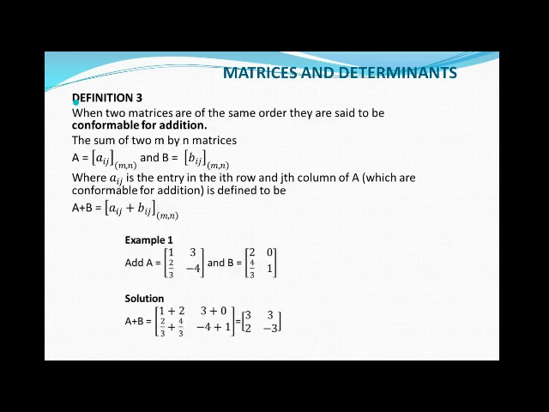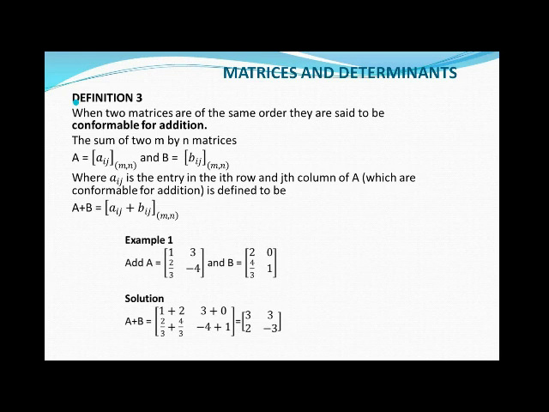When two matrices are of the same order, they are said to be conformable for addition. The sum of two m by n matrices, considering matrix A with the entry Aij and matrix B with the entry Bij, where Aij is the entry in the ith row and jth column of A, which are conformable for addition, is defined to be A plus B, which is Aij plus Bij, with m by n order.